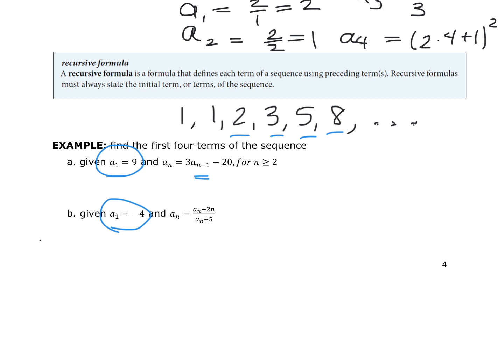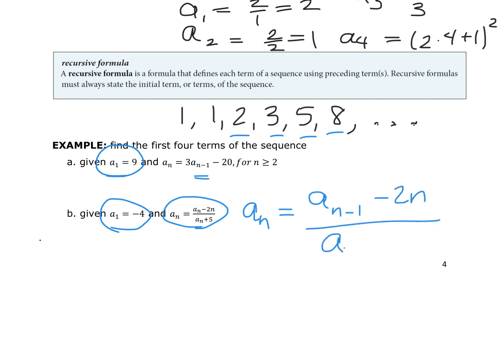And then this one here, this should be a sub n. I just want to say that this should be a sub n, then a sub n minus 1 minus 2n. And then in the denominator, it should be a sub n minus 1 plus 5. That's a typo on mine, so I just wanted to fix that for you. But let's go ahead and do the first one, and then we'll come back to the second one.